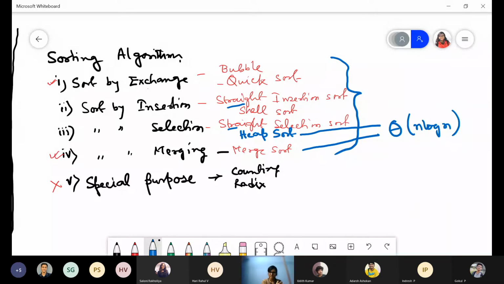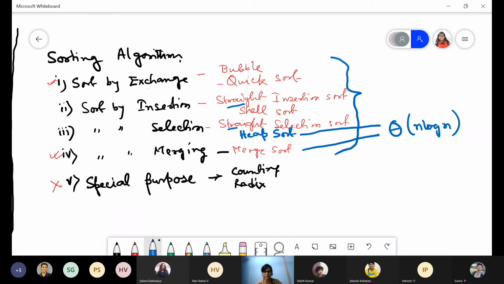Insertion sort and selection sort are very old algorithms. There are several modifications over the original algorithm, but we are not considering those modifications. Rather, we are considering only the original algorithm. That's why it is mentioned as straight. Straight implies that this is the original algorithm given by the developer who developed this insertion sort algorithm.